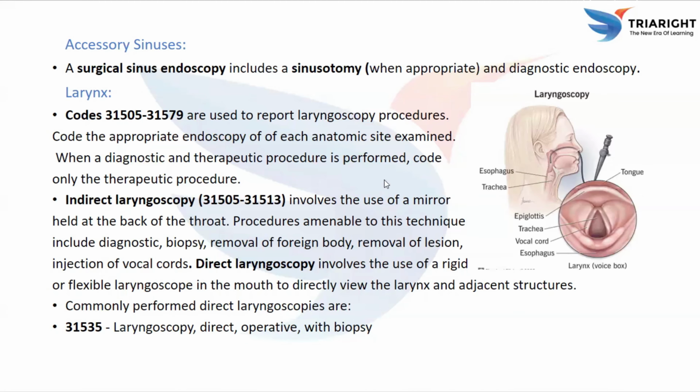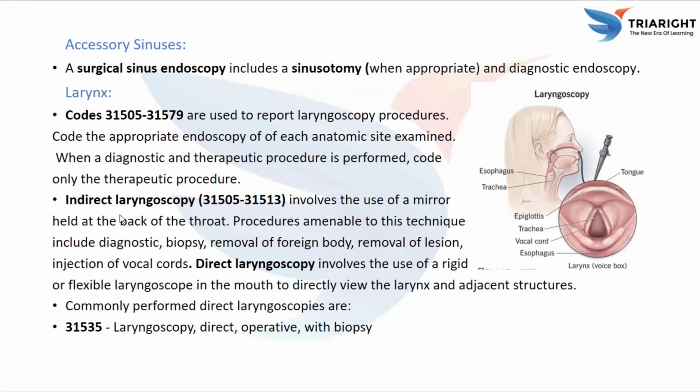Diagnostic versus therapeutic rule, which is a high yield one. If both diagnostic and therapeutic laryngoscopy are performed, code only the therapeutic procedure. Why? Because diagnostic work is considered included. It prevents unbundling. The example is diagnostic laryngoscopy and also removal of a vocal cord lesion. In these cases, you have to code therapeutic laryngoscopy only. Do not code the diagnostic exam separately.